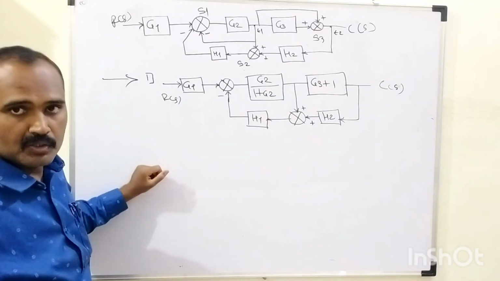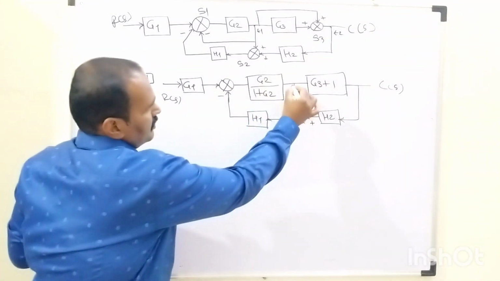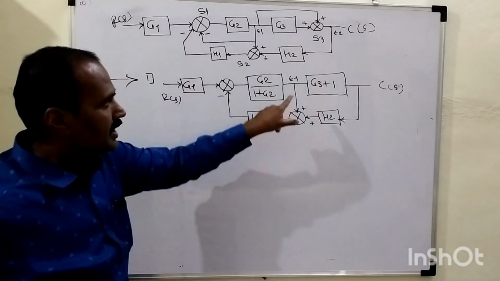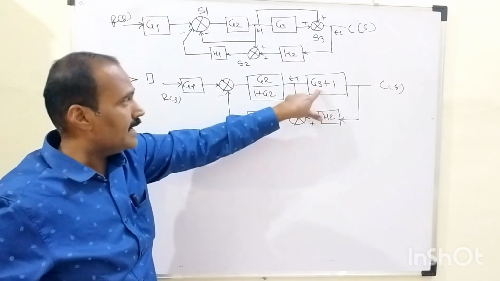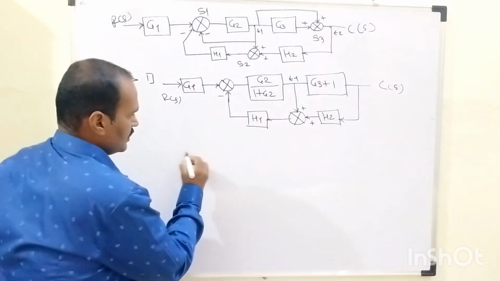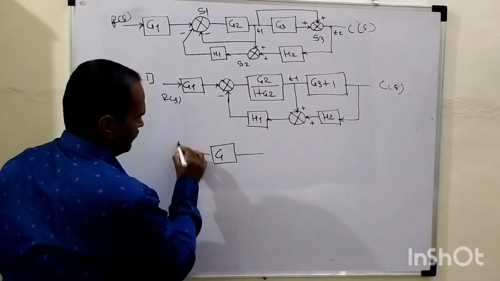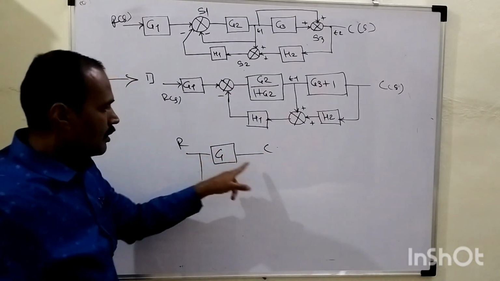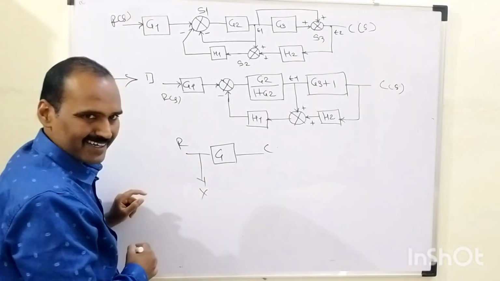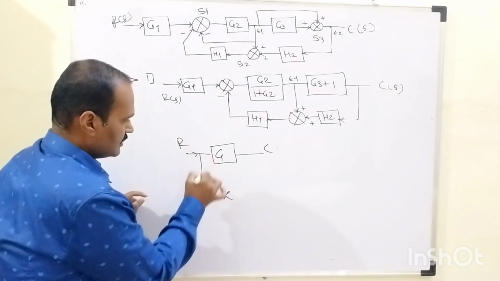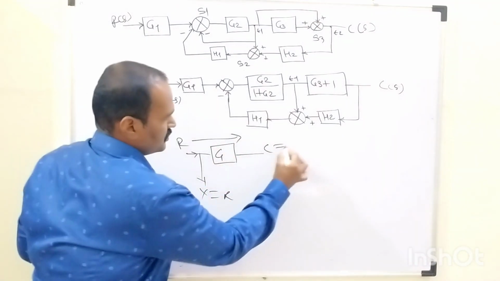So which rule is adaptable in the second step? Here, as you can see, this is takeoff point number 1. We need to shift this takeoff point number 1 after this block, whose gain is G3 plus 1. So simply we need to recall reduction rule number 7 or reduction rule number 8, in which we shift the takeoff point after the block. Here x is the magnitude of this takeoff point. X is R. This R itself is x, and here C equals the output of this path, R into G. So C equals R into G.